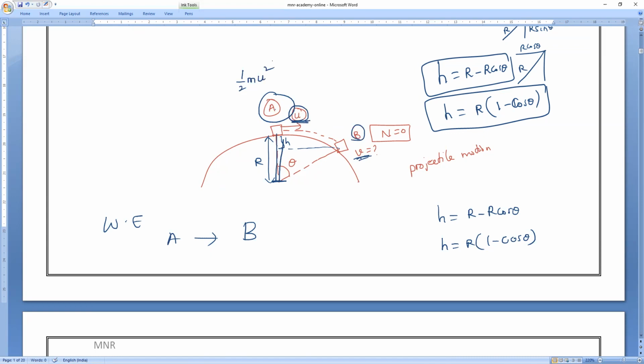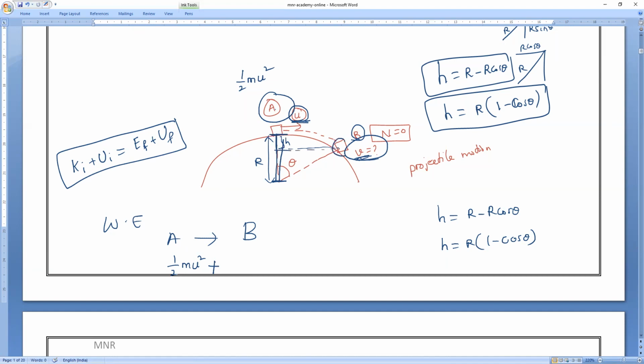Everybody clear? Yes, please. So work energy theorem will say that initial kinetic energy plus initial potential energy is equal to final kinetic energy plus final potential energy. So whatever it is, you can make it. Okay. So now if you notice here, all of you, at what velocity the body will fall, that is the only question. So initial kinetic energy is half m u square plus what is the potential energy at this point, everybody? What is the change in potential energy?